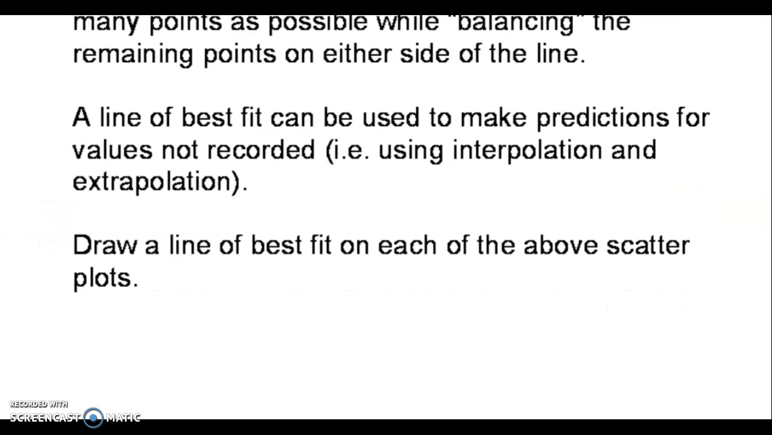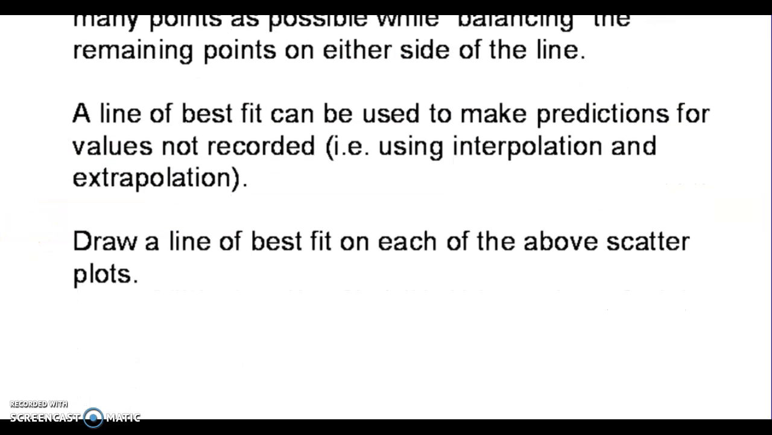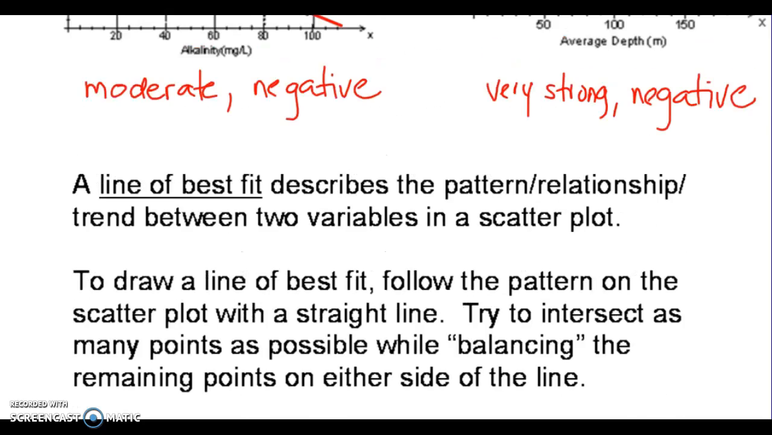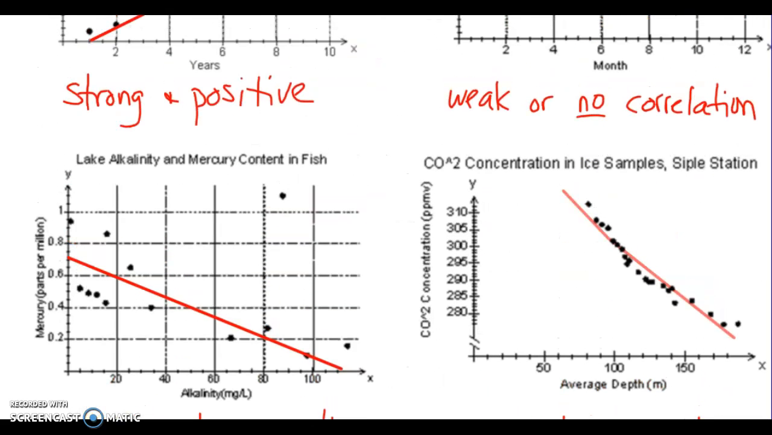So we use our line to make predictions for values that are not recorded. Recall the words interpolation and extrapolation from previous chapters. We will be doing that again today. So drawing lines of best fit in each of our above scatter plots, that's already been done. You can see I've drawn them in already. Again, my line touches as many points as possible, and I try to balance the points on either side of the line. This one here only touches one if I try to balance the points.